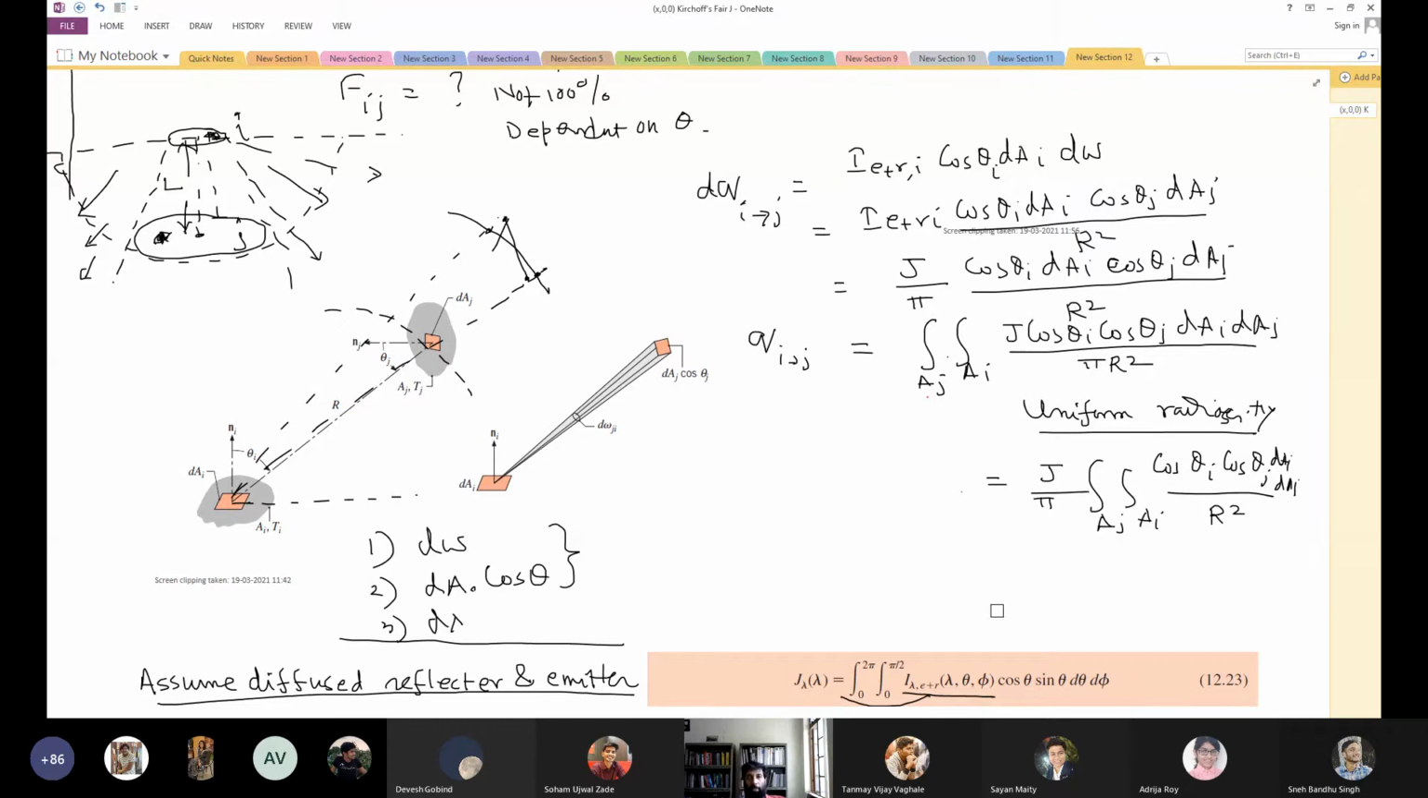And replacing I e plus r by J, you can use this relation of what J is, and diffuse reflector and emitter means that this comes out of the integral. So J and I e r are related by this. So now, everything is on the screen. Just think clearly, and if you have any confusion at any stage, just ask me.